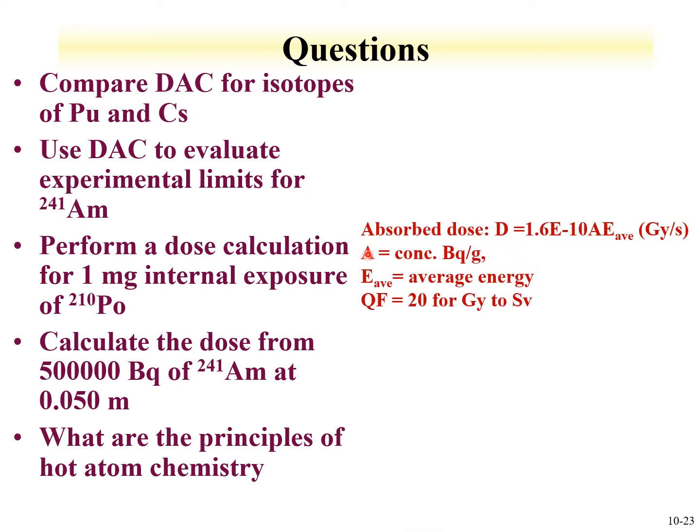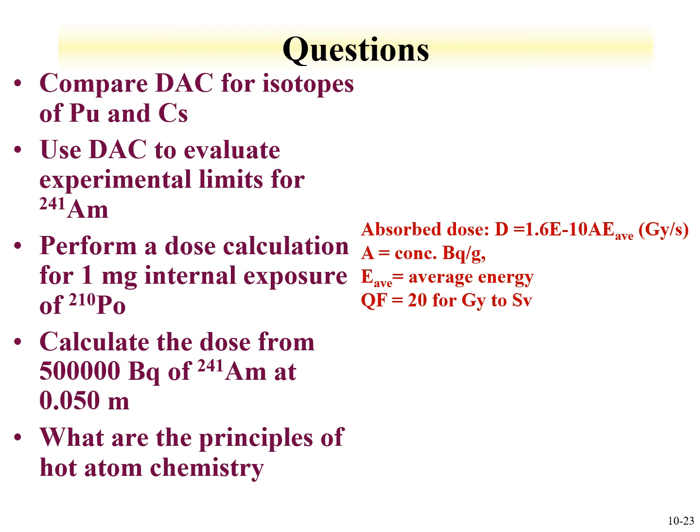If, for instance, there was a 1 milligram internal exposure of polonium-210, the absorbed dose is shown here from this equation. We have a constant where we have the concentration in becquerels per gram times some sort of average energy. For this work, we could talk about the absorbed dose. You'd have to put in a mass that it would be absorbed to. If you're using something like a reference person, that could be on the order of 70 kilos.